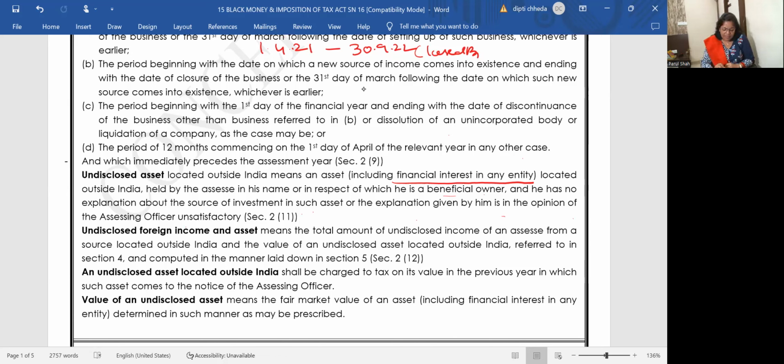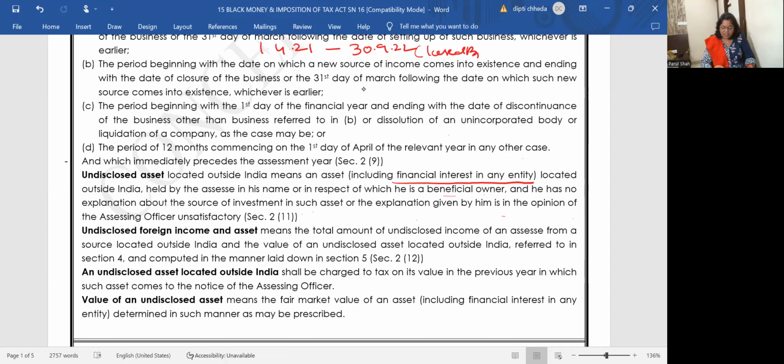Check please this definition, undisclosed asset. It is any asset; when we say asset in income tax, it's only capital asset. Don't talk about your stock in trade and your current assets and all. And it's not like fixed asset, wo sab accounting term hai. Income tax mein capital asset is gold, jewelry, paintings, sculptures, antiques, all that.